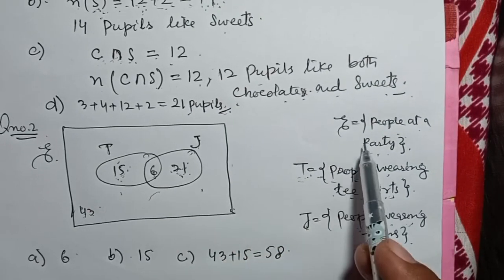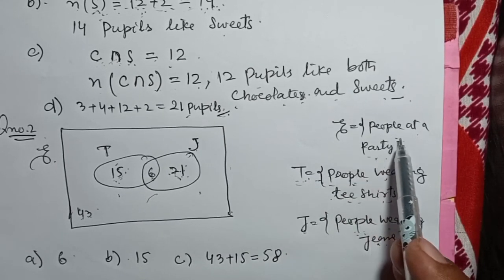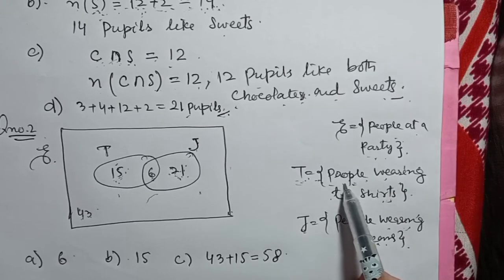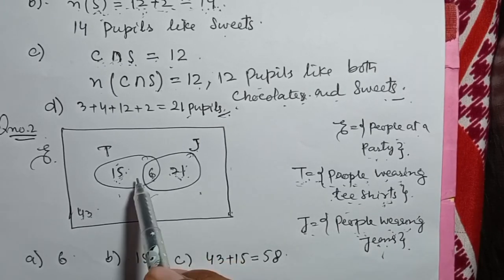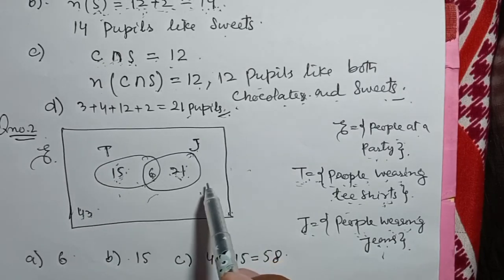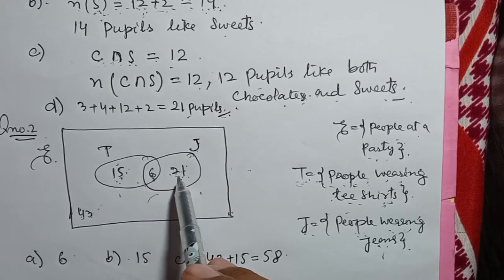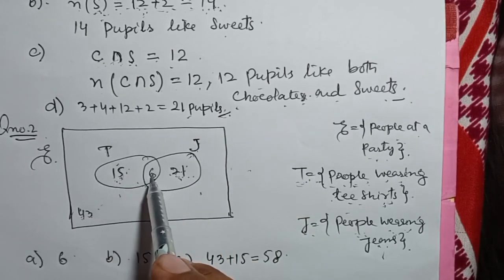First we should understand the question. In the question, what is there here? The universal set is people at a party, and T represents people wearing t-shirts, J represents people wearing jeans. Here we can see from the Venn diagram, the total people at the party is 43 plus 15 plus 6 plus 21. Those wearing t-shirts only, that's 15 and 6.